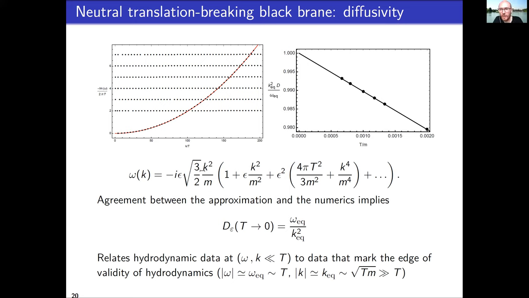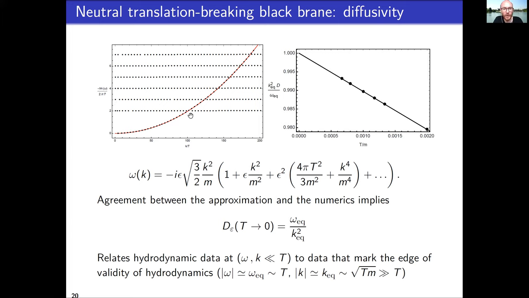This is a bit remarkable because it means that we've found, in the case of these AdS2 spacetimes, a relation between some hydrodynamic data, which characterizes the dynamics here for very small k, and some data which marks the breakdown of hydrodynamics and which usually comes from microscopic details of the system. Except that here, this is determined by features that can be worked out in the IR theory.